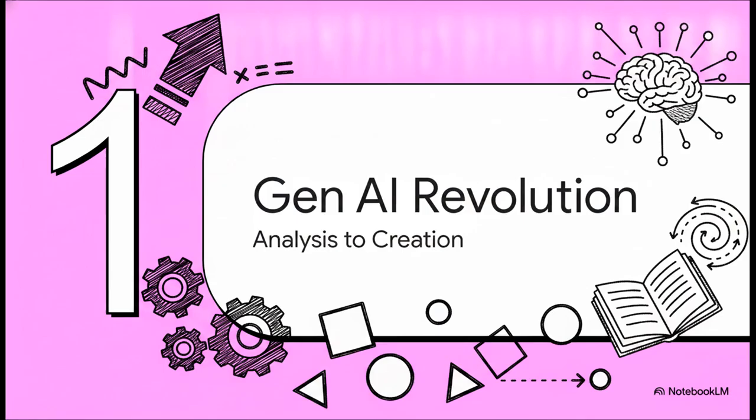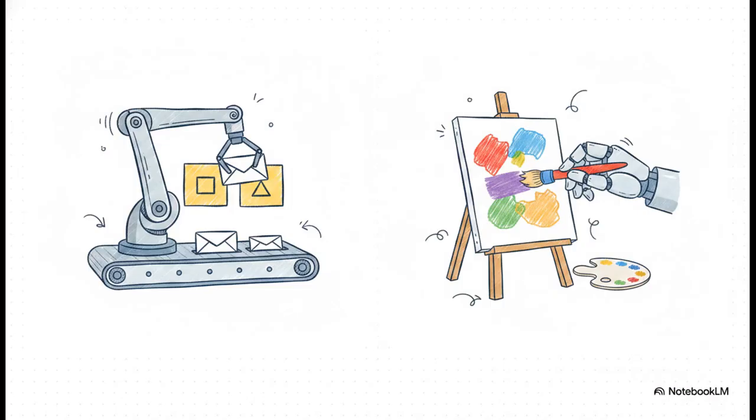Section 1. The generative AI revolution. Moving from analysis to creation. This shift from analysis to creation, it is a massive paradigm shift. Think of traditional or discriminative AI as a super efficient mail sorter. It basically learns boundaries to separate data into distinct classes, kind of like sorting your emails into spam or not spam. But generative AI, it's more like an artist facing a blank canvas. It infers the underlying probabilities of the data to paint entirely new, synthetic samples based on patterns it's learned.